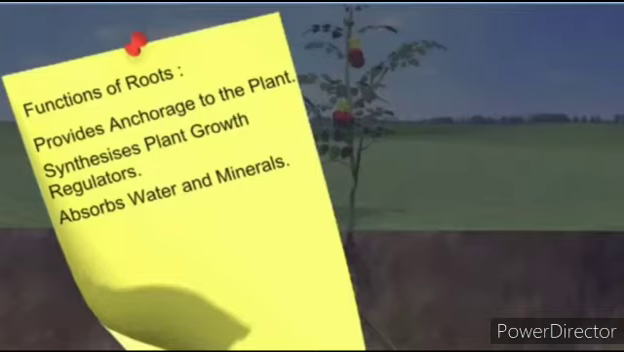Now, next we'll discuss the functions of the root system. The main functions of the root system are, first, absorption of water and minerals from the soil. Second point, providing proper anchorage to the plant parts, giving support to the plant. It is present in the soil and gives strength.